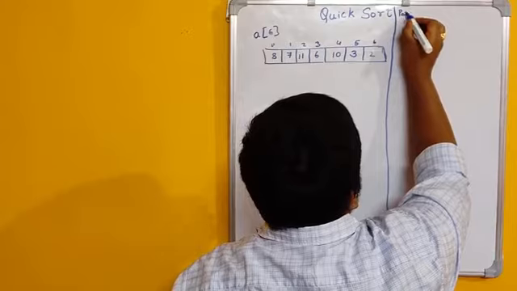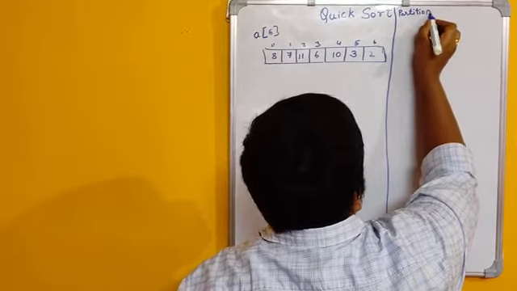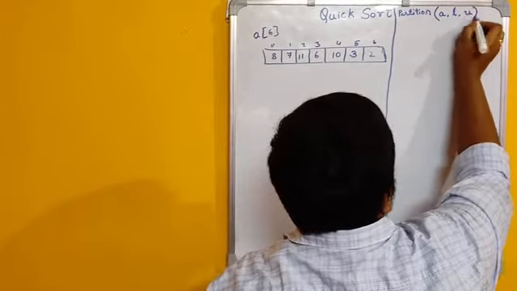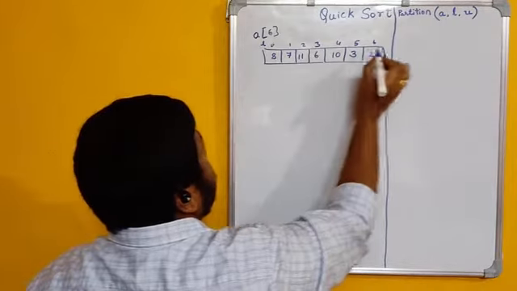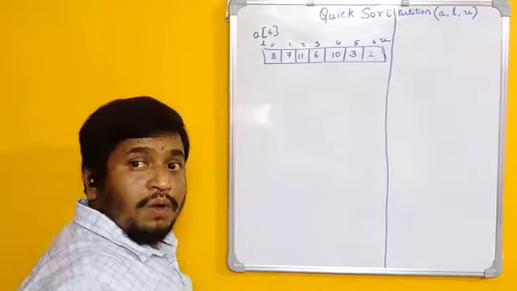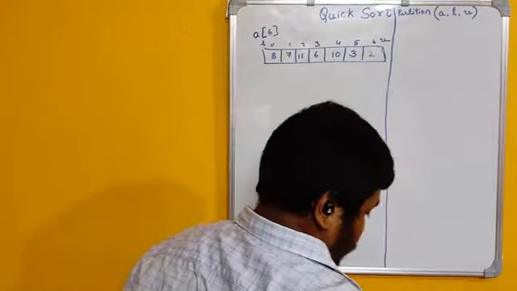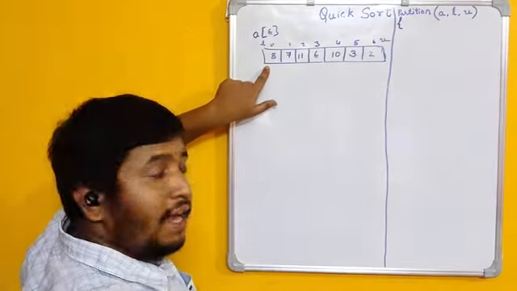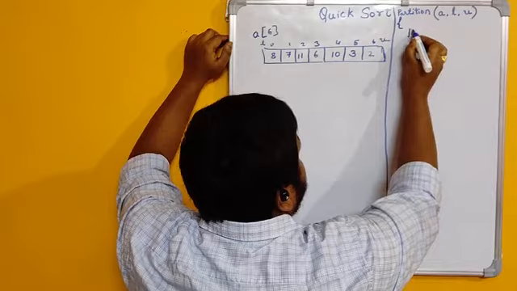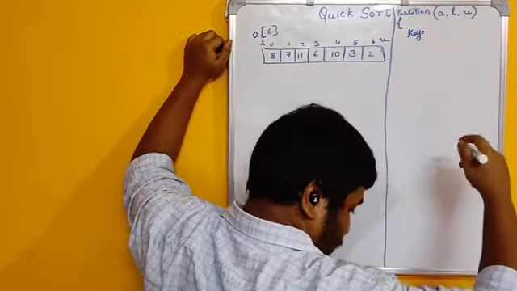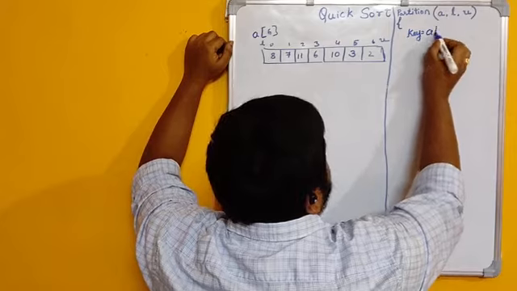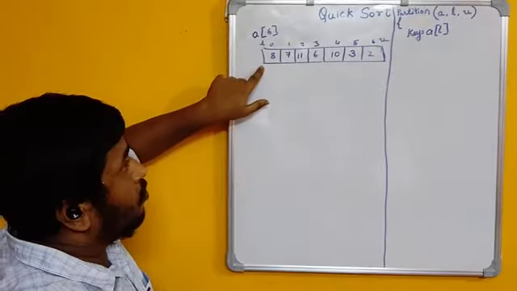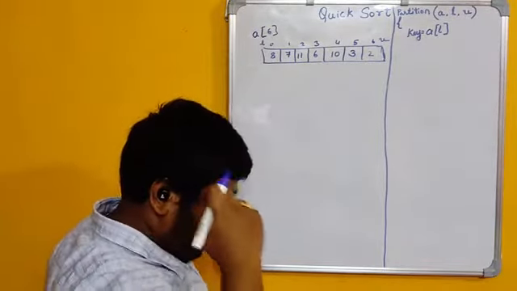Now our function is partition. Partition array, we have to pass lower bound and upper bound. So our lower bound is this and our upper bound is this. Now we will take the first element of the array as a key element. So key is equal to A of L. Why A of L? L is the lower bound, which is the first element in the array. So A of L. L is what? Here 0, pointing to 0.